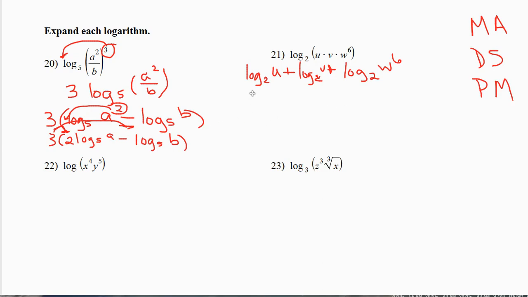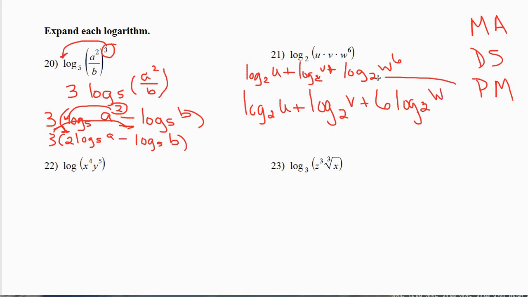So we have log base 2 of u plus the log base 2 of v plus 6 log base 2 of w. And that becomes your final answer.